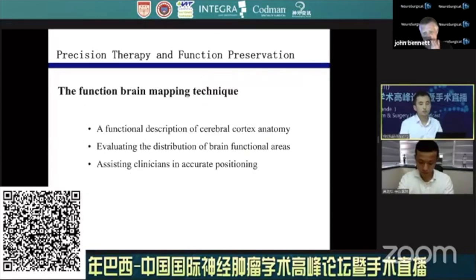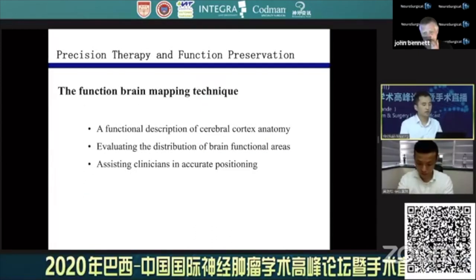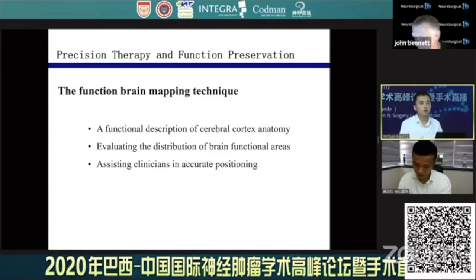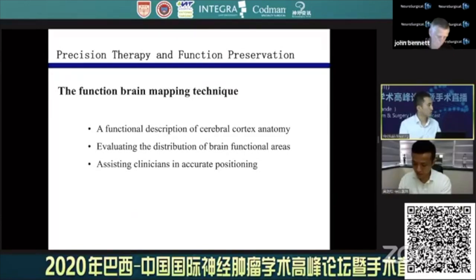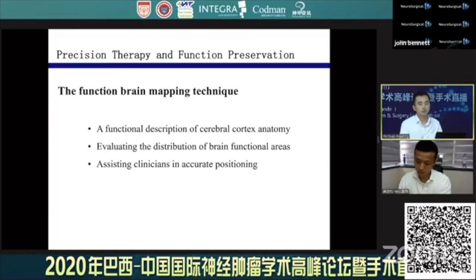A practical technique called the functional brain mapping technique has been applied in such operations. This technique is a functional description of cerebral cortex anatomy, and it can evaluate the distribution of brain functional areas and also assist the clinicians in accurate positioning.